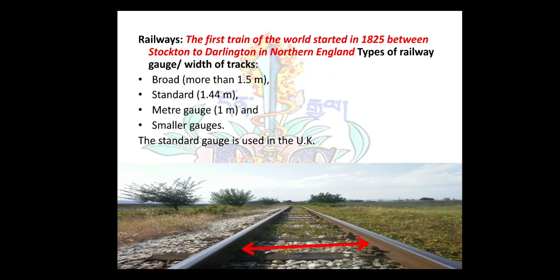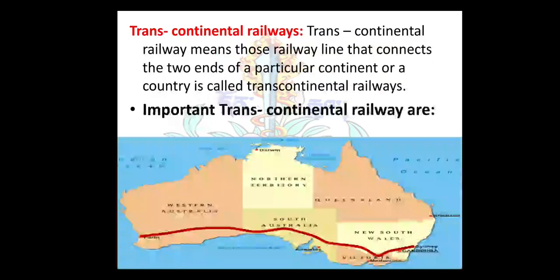If you talk about India, we have three types of railway gauges: narrow gauge, broad gauge, and meter gauge. As compared to India, in the United Kingdom we have only one width of railway track, the standard one, that means 1.44. So from railways we are going to discuss the transcontinental railways.